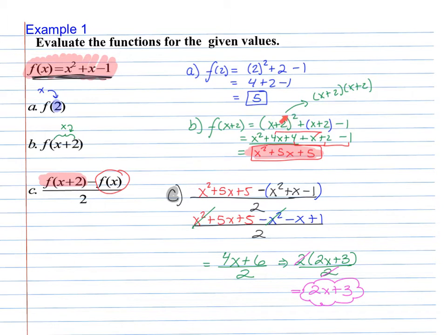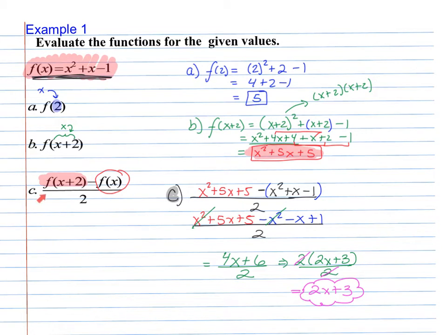You're going to FOIL this out, and you're going to get x squared plus 4x plus 4. And remove the parentheses, you get x plus 2 minus 1. You're going to combine your like terms. So 4x and x become 5x. Then we're going to combine our 4, our 2, and our negative 1, which become 5. So this is our solution for B.